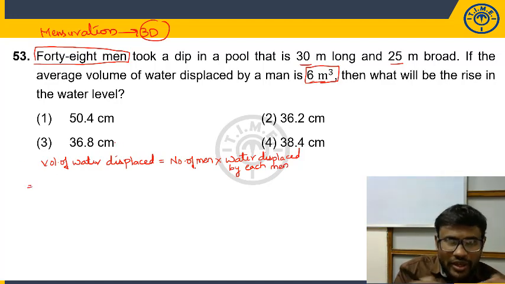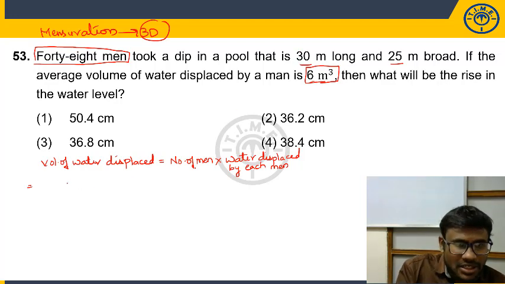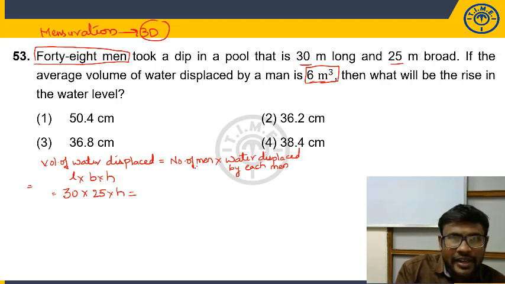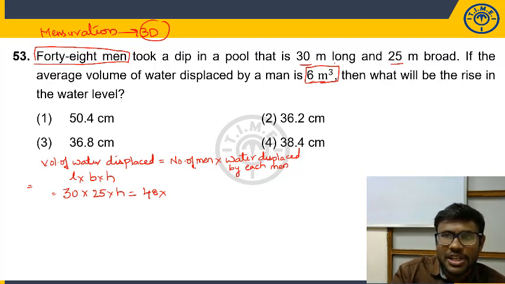It's a pool, so definitely it's a cuboidal pool. Length is 30 meters. Length into breadth into height. So 30 meters is the length and breadth is 25 meters and the height you should calculate. And number of men, how many men are there? 48 men, into water displaced by each man. How much? 6 meter cube.